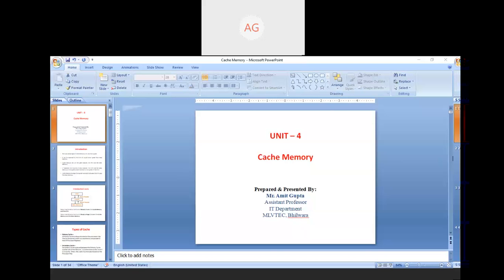Okay, so let's start today's class, and today's topic is cache memory. In the last class, we already studied the memory hierarchy, and you know that the memory hierarchy is in the form of a pyramid. So the cache memory exists in level 1 of that pyramid. Level 0 consists of the registers, and level 1 consists of the cache memory. So today's class is basically of cache memory. So moving to the next slide.